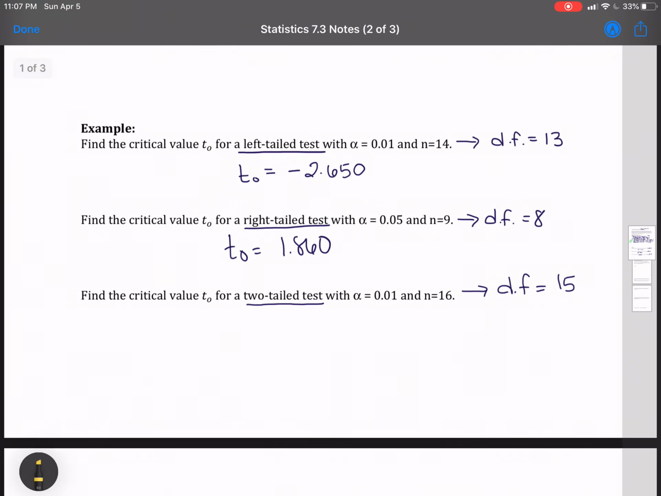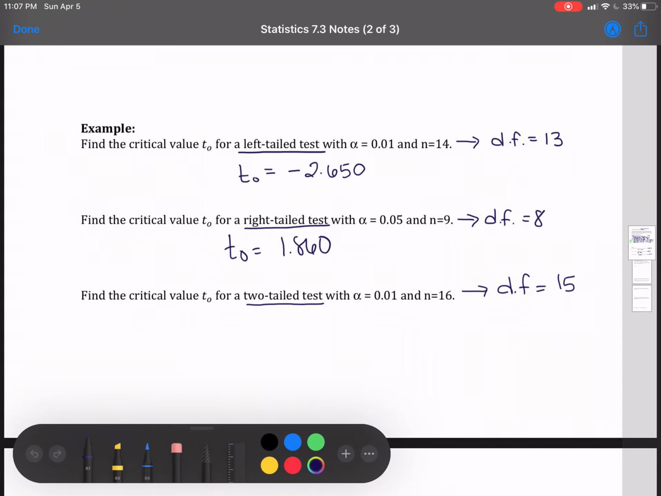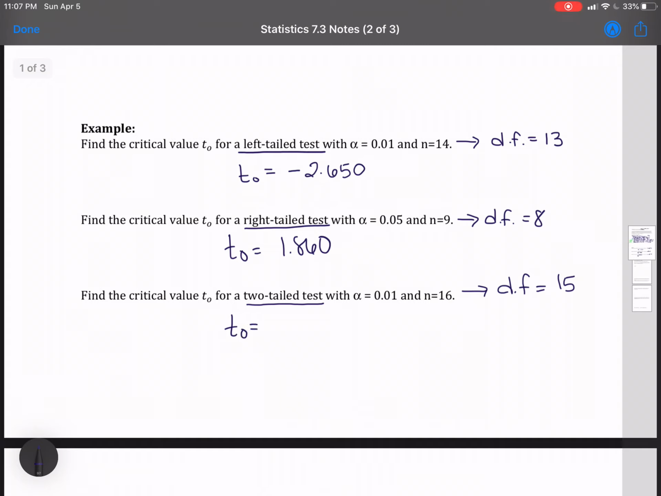Okay, and then remember, since it's two-tailed, our critical value is going to be plus or minus 2.947. So for the most part, that's the same process as what we did with 7.2, except for when we looked at table 5, we looked at the infinity row.